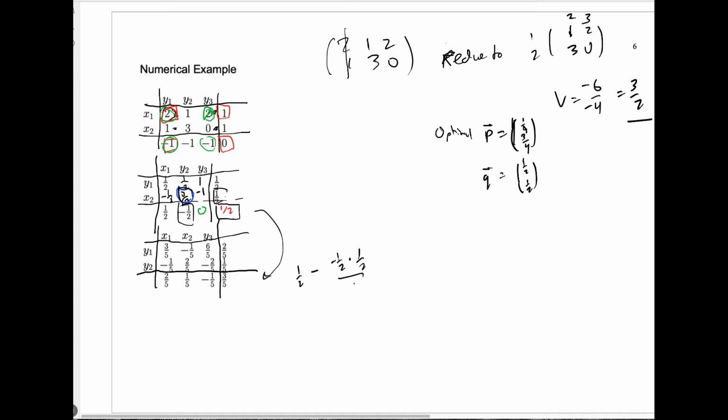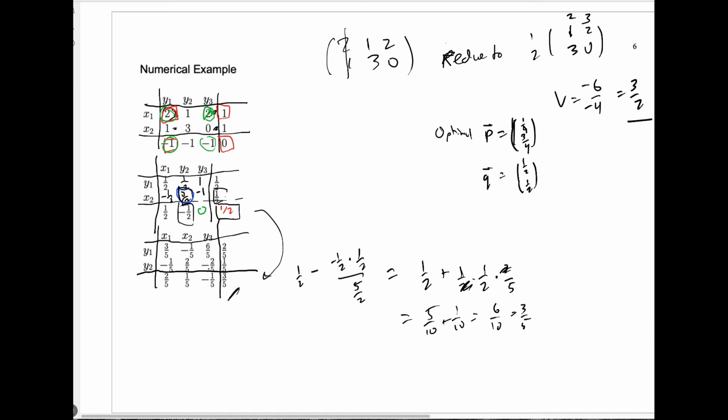Divided by 5/2. That's the same as 1/2 plus 1/2 times 1/2 divided by 5/2 is like multiplying by 2/5. These cancel. We have 1/2 plus 1/10. 1/2 plus 1/10 is 5/10 plus 1/10, which is 6/10 or 3/5. And that's how we get the 3/5 down here.